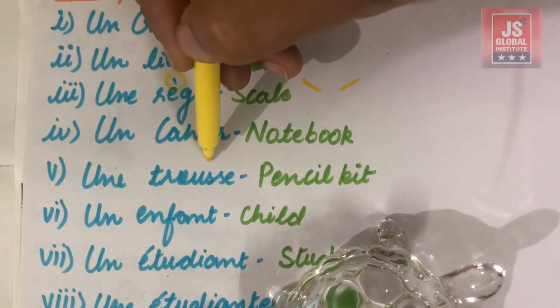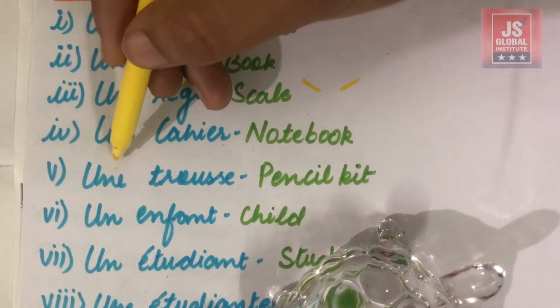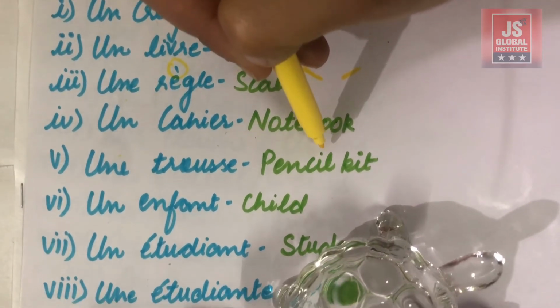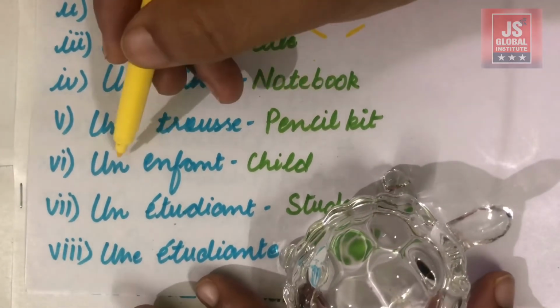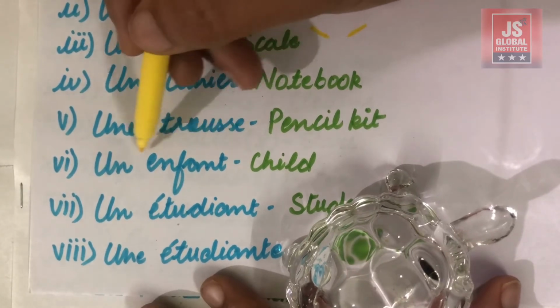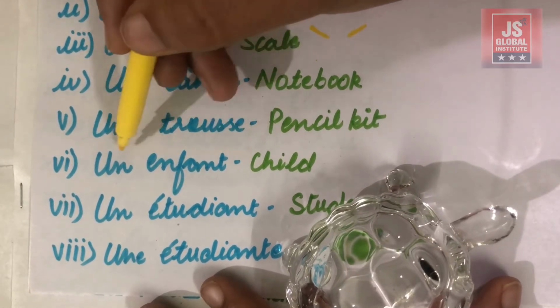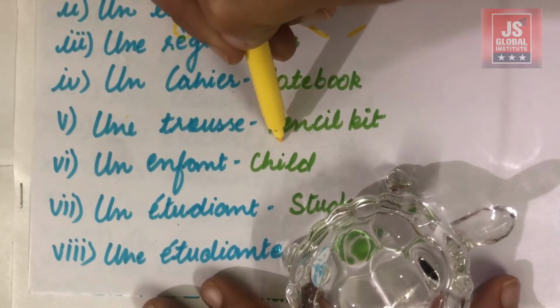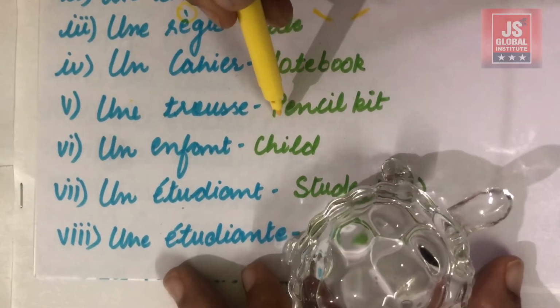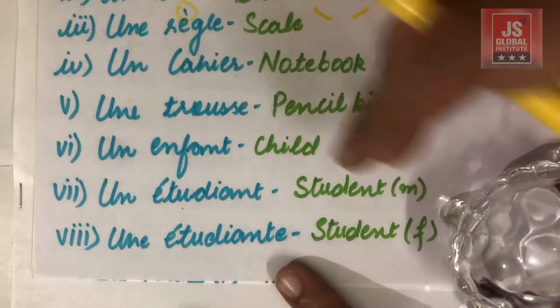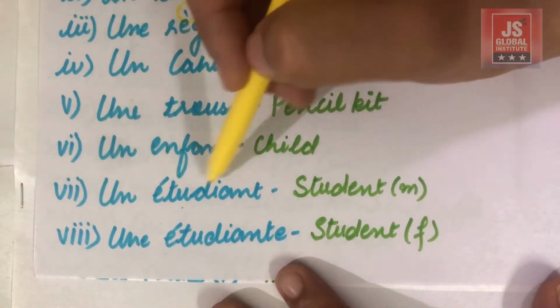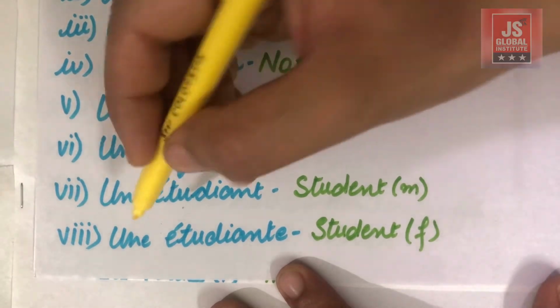Une trousse. Une trousse, that is pencil kit. Right, un enfant. Un enfant, which means this is masculine and I am referring to child. Alright, so now moving onwards, un étudiant. Un étudiant.